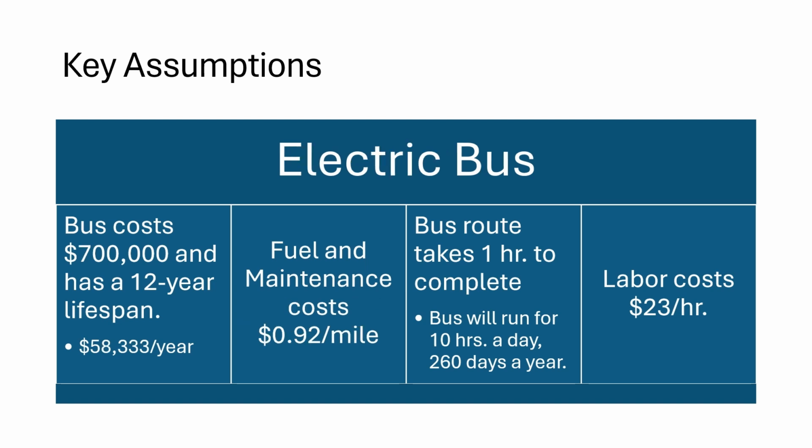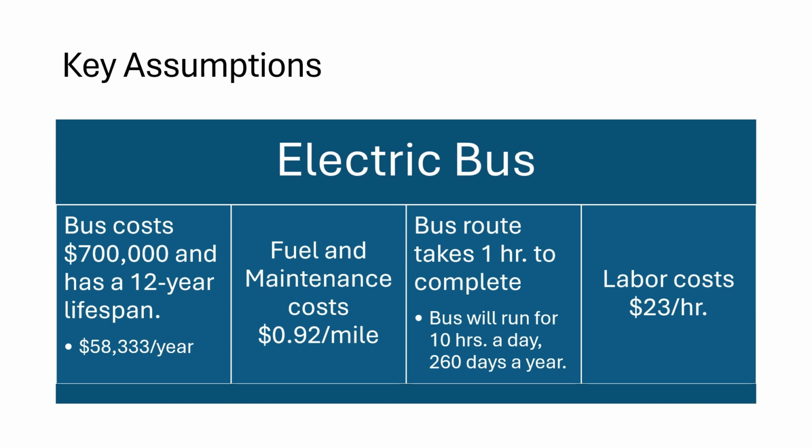For the electric bus, the assumptions are very similar to the diesel bus. However, the big differences are that the bus costs $700,000 instead of $450,000, and that the fuel and maintenance cost will come out to about 92 cents per mile instead of $2 per mile, like with the diesel bus.